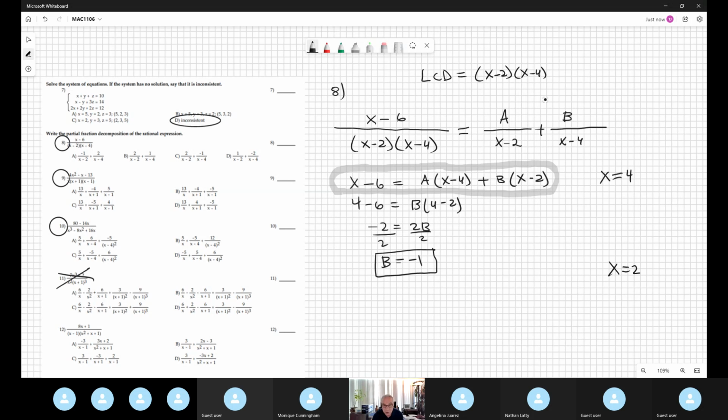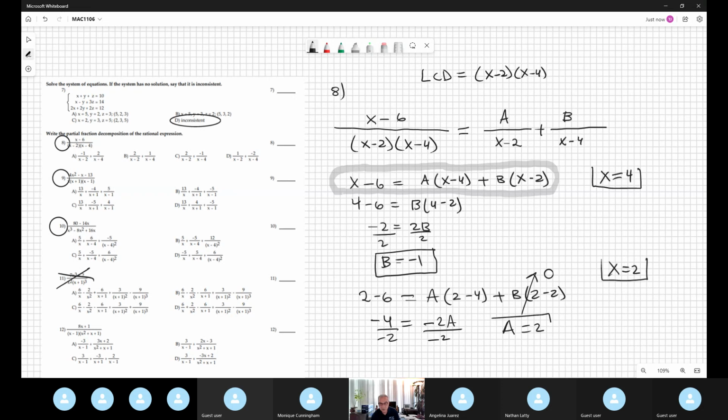Okay, this is 2, so we have 2 minus 6. Again, now I replace x with 2. It is equal to A times 2 minus 4, and what happened with the B? B times 2 minus 2 is 0. This is a smart value. So we have minus 4 is equal to 2 minus 4, which is minus 2A. I want to find A, divided by negative 2 on both sides. Therefore, A alone is 2 positive.